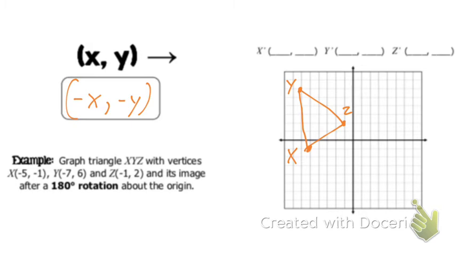Okay, so if this is my original triangle, x comma y or x y z, x is negative 5 comma negative 1. What would my x prime be if I rotated 180 degrees? 5, 1. 5 comma 1. They don't switch spots, but they both become negative. But they already were negative, so the negative of a negative is a positive.